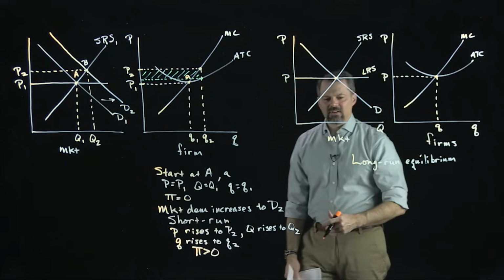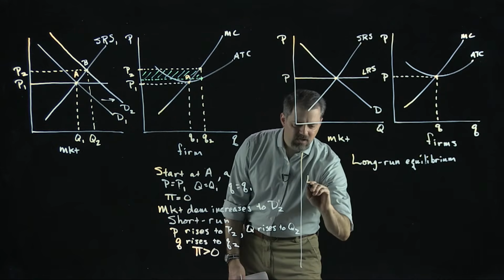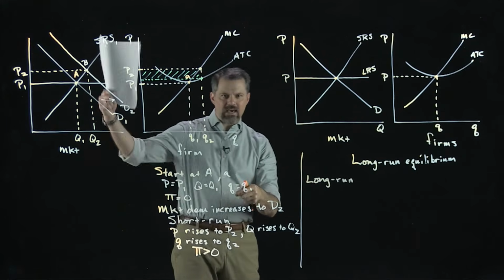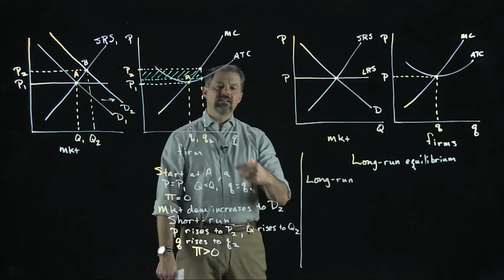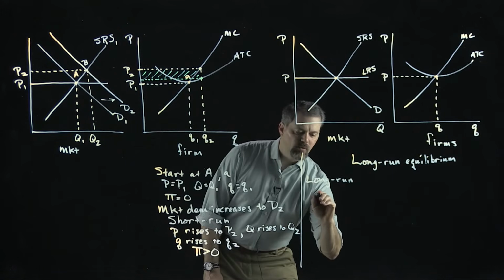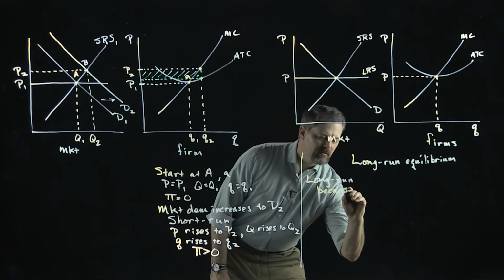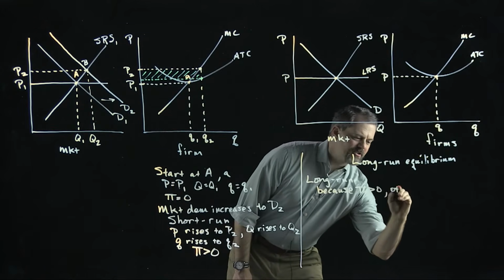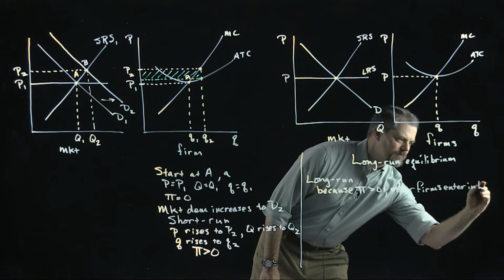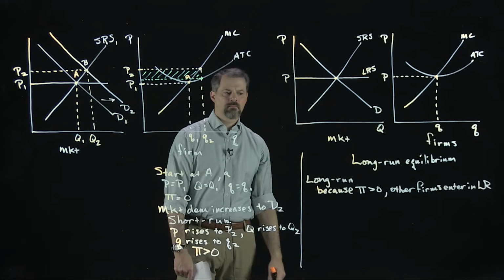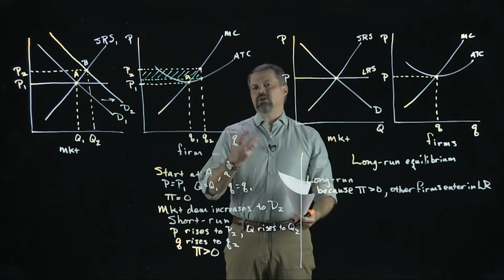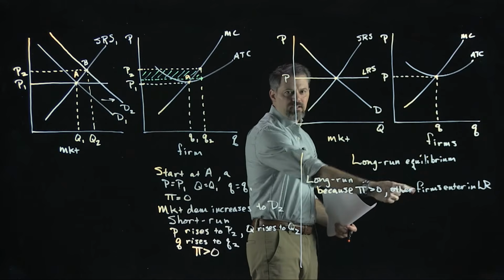Now let's think about what happens in the long run. So let's draw a little line here, and now let's put our long run over here. So in the long run, now we're back to that story we had over here on this side of the board. In the long run, if firms in a market are earning positive profit, other firms will enter. So because profit is positive, other firms enter in the long run. Now we know that if other firms are entering, that's a determinant of supply. The number of firms is going to be increasing.